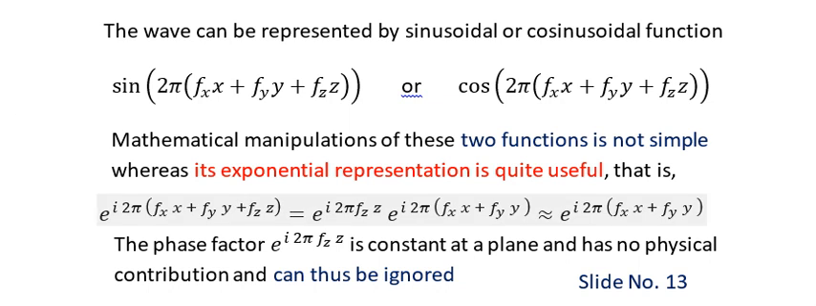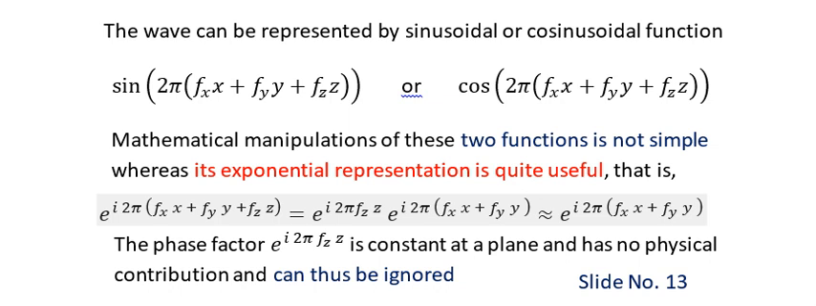So e to the power iota 2 pi fz z may be regarded as the constant phase factor of the plane wave, and for a fixed value of z this constant is fixed and we can drop it, because physically this constant will not matter. So we have the final expression of the wave as e to the power iota 2 pi into fx x plus fy y.